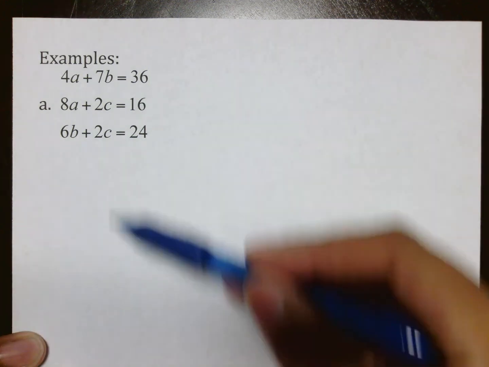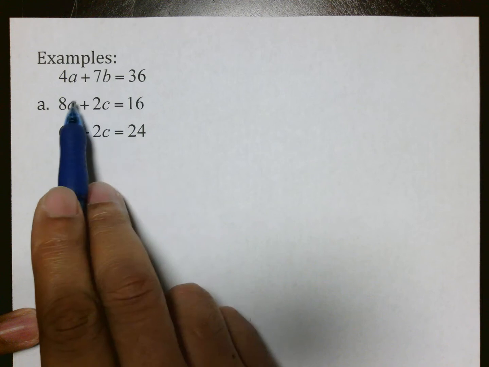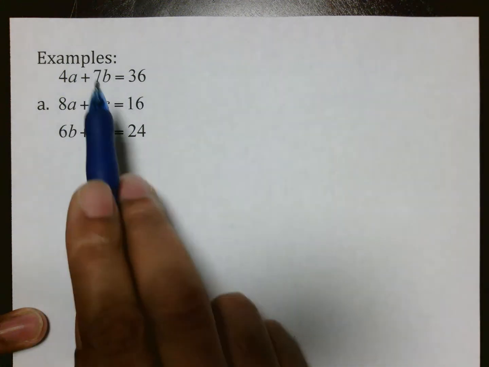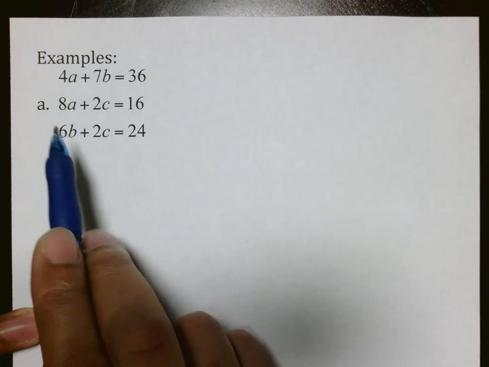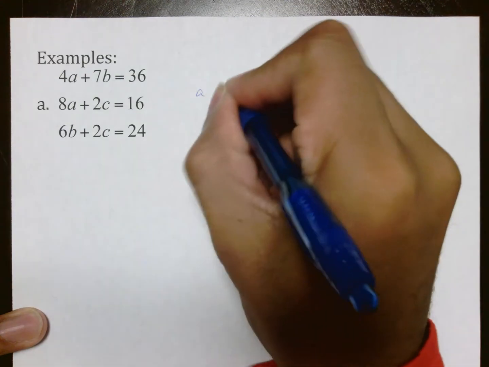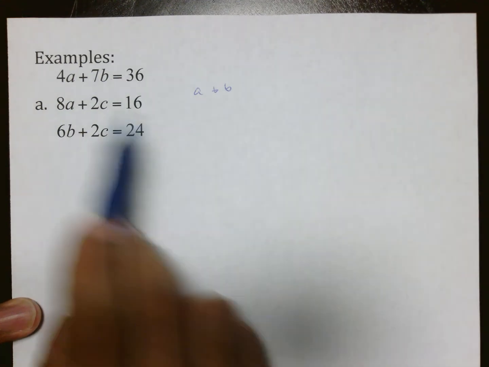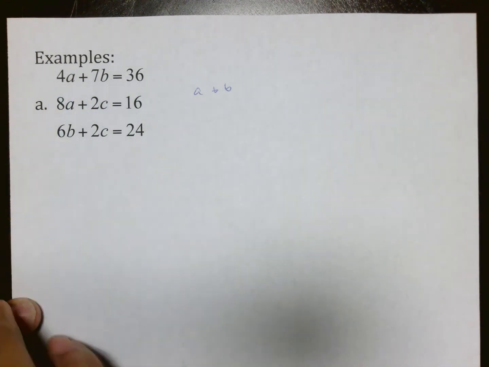So I'm going to be going in a downward direction as we work. Here I have an A and a B, an A and a C, and a B and a C. These are the three examples we looked at. And in this case, I'm going to choose A and B as my variables. So, if I want A and B as my variables, this equation's already where I want it to be.